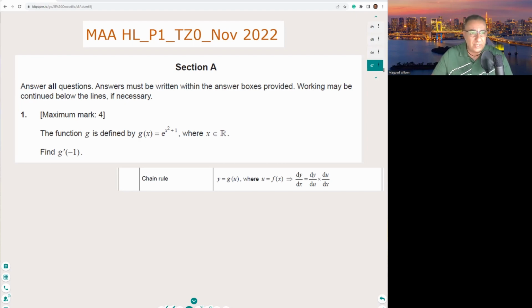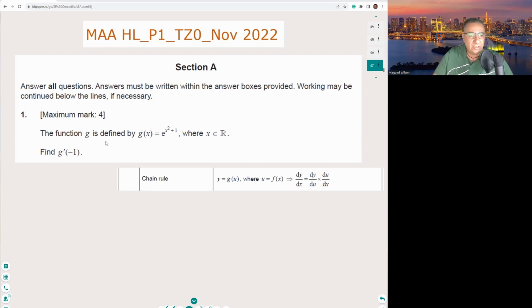So let's have a look today at this question here, problem 1 in paper 1, November 2022 session for math, analysis and approaches, higher level. The same exact problem appeared on the standard level paper 1, the same session, but it was number 2. So this is basically not really a higher level question. It could also be a standard level question. So let's have a look.